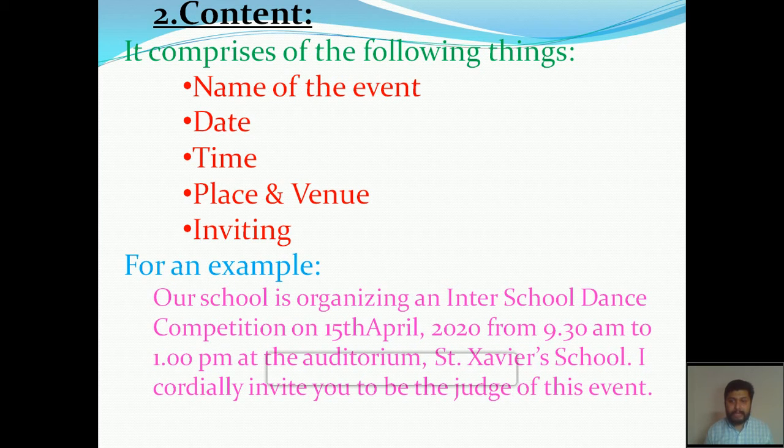Okay. Now the next sentence says, I cordially invite you to be the judge of this event. See, the invitation is given. So in the content part, you have to mention the name of the event, date, time, place and venue, and invitation. These five different pieces of information must be communicated when you write the content part of the email. Now you have invited the person, you have expressed all the necessary information through the content part.